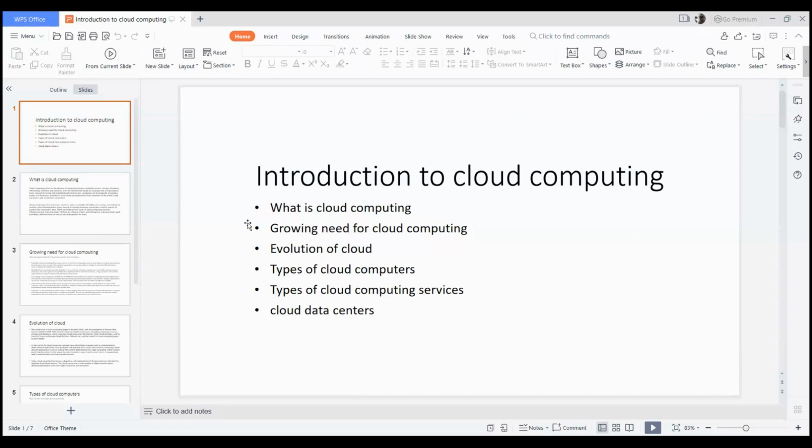Okay. Like how cloud has evolved, types of clouds, types of cloud computing services, cloud data centers, all of this we will study today. And it's just an introductory session, not that in depth. So let's start it. What is cloud computing exactly?